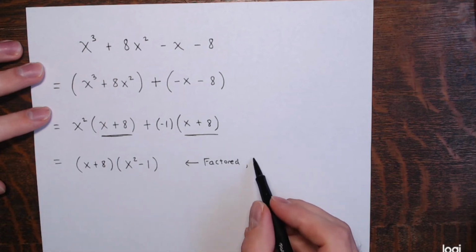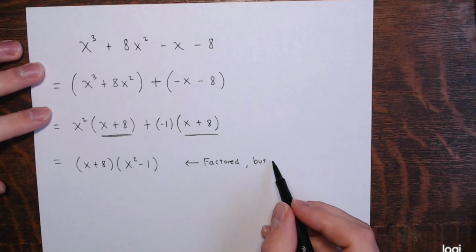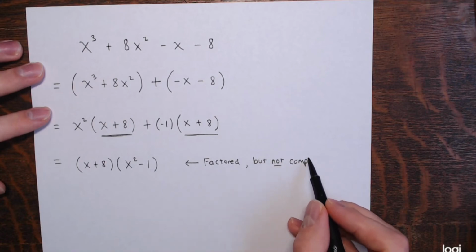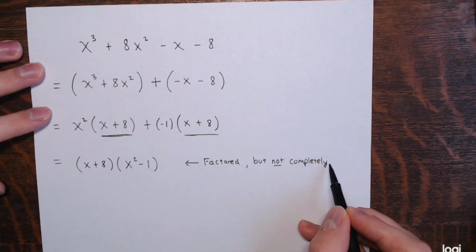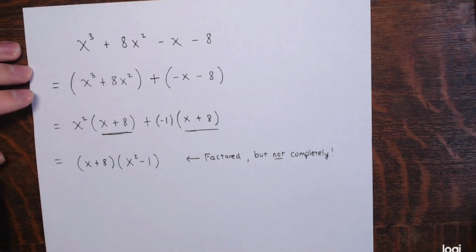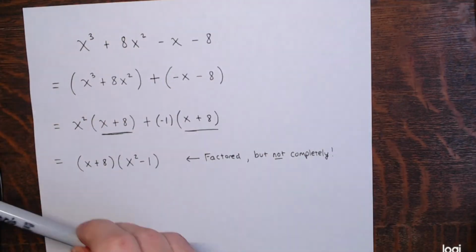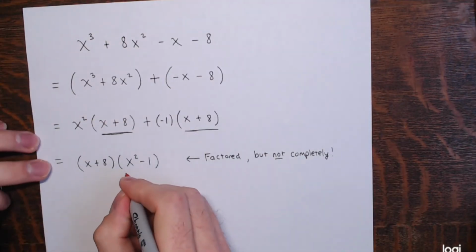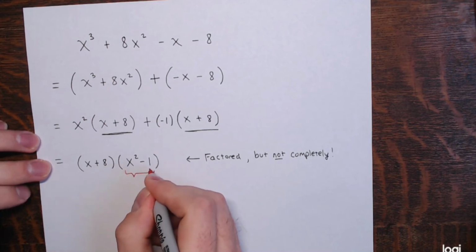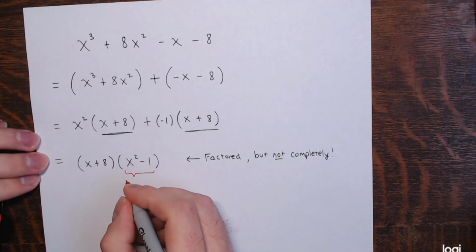But it's not factored completely. It's factored, but not completely. The reason is this factor of x squared minus 1, this factor of x squared minus 1 can be factored further. This is actually one of those difference of two squares.